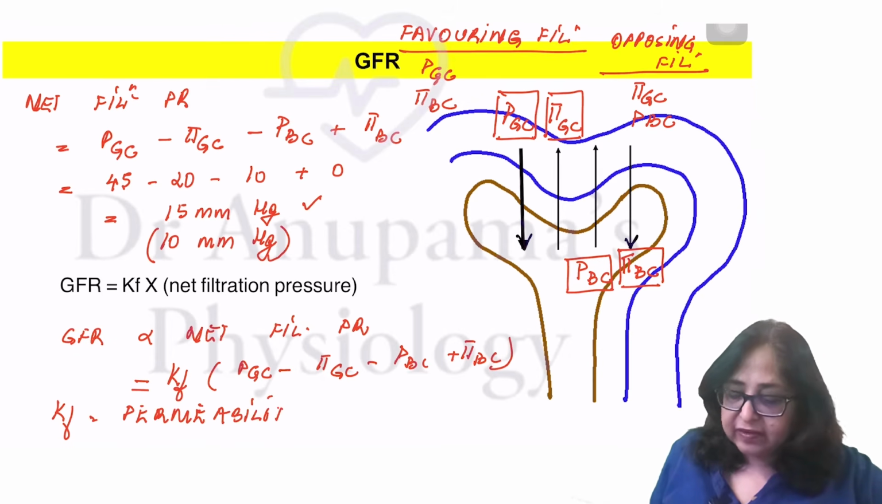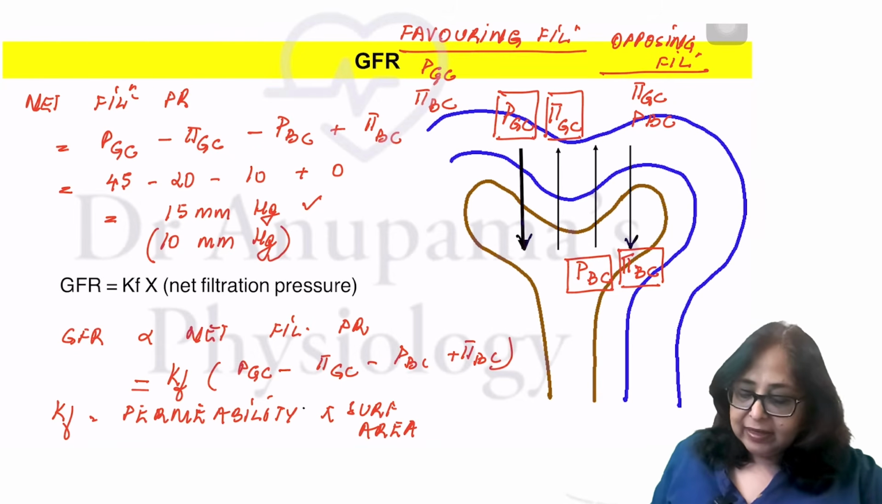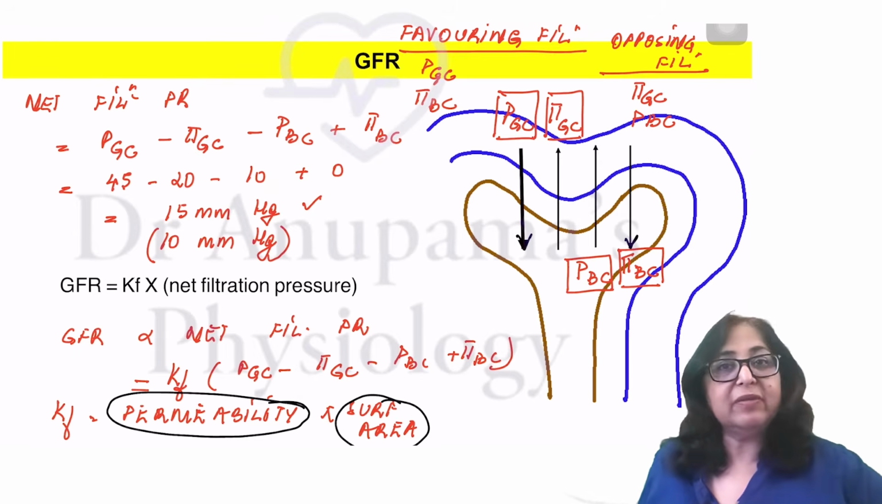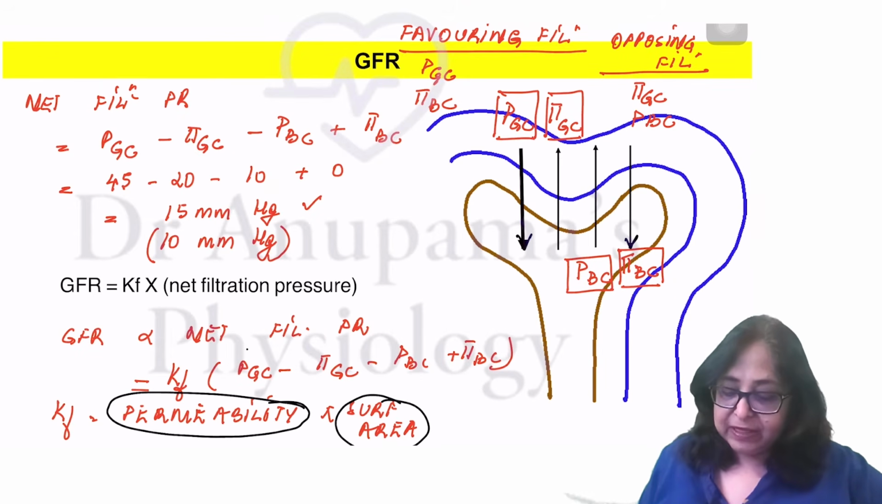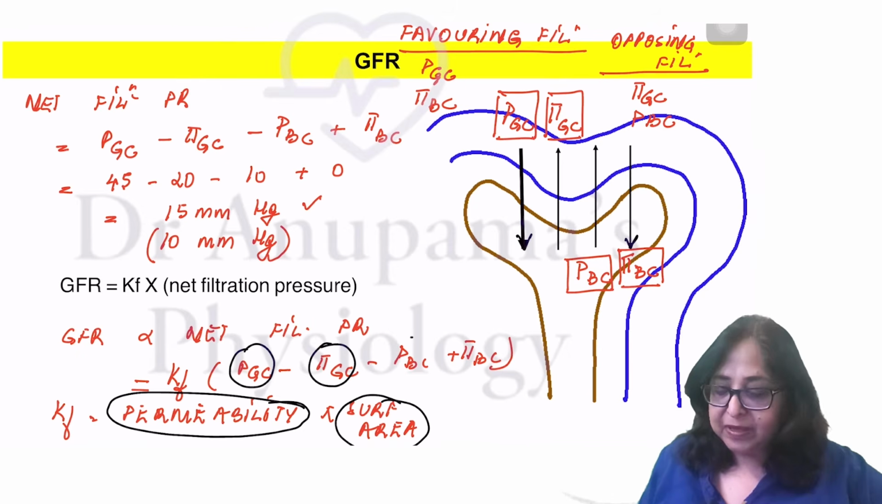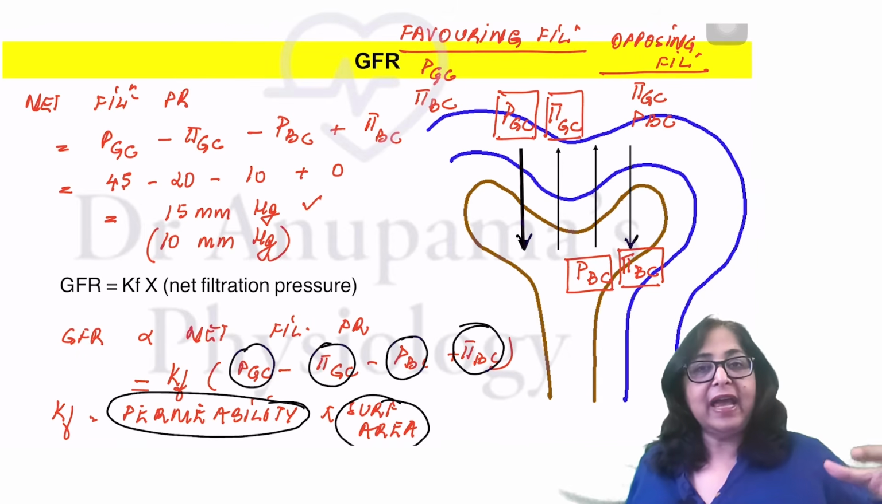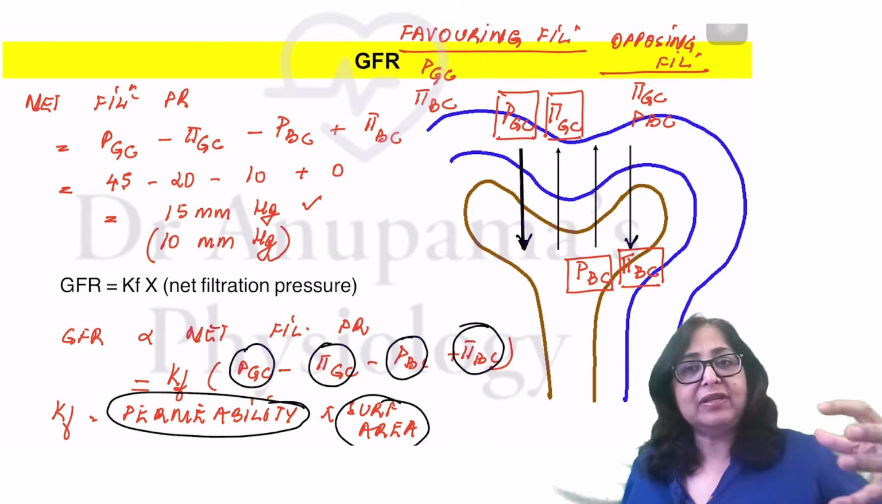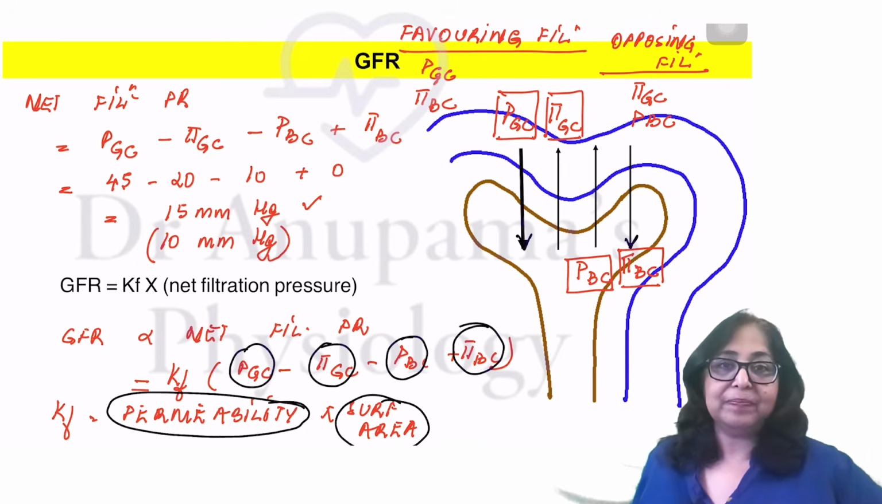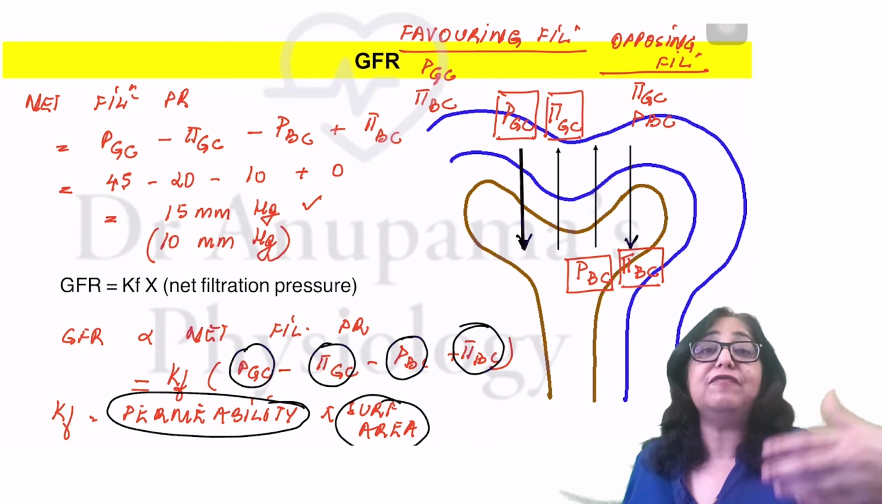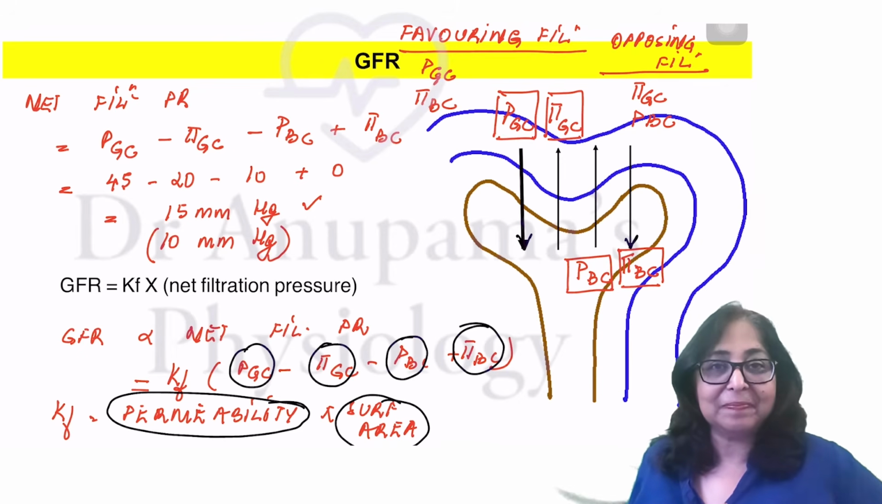into the surface area. So that means, which are the factors which affect filtration? Number one, permeability. Number two, surface area. More the surface area, more the filtration. Number three, PGC, pi GC, PBC, and pi BC. So please remember, for example, if there is an increase in the renal plasma flow, this will increase the hydrostatic pressure of the glomerular capillaries, favoring filtration, increasing GFR.